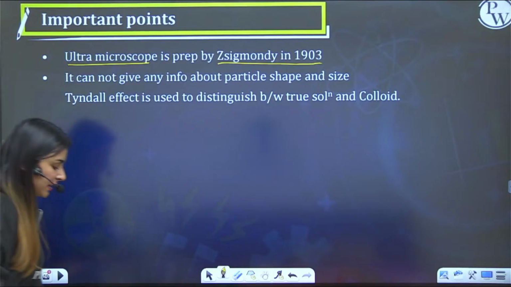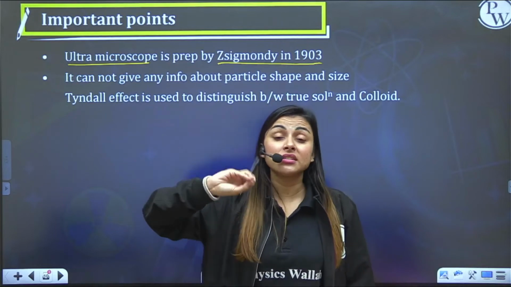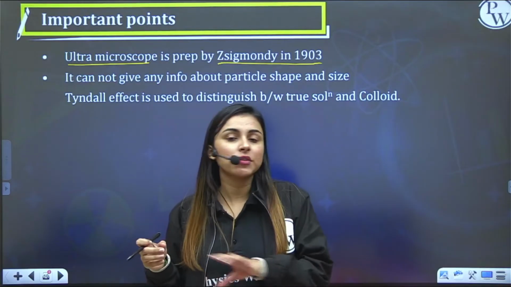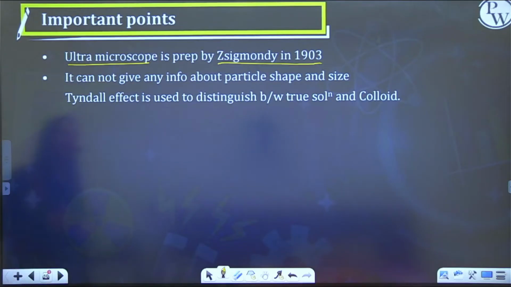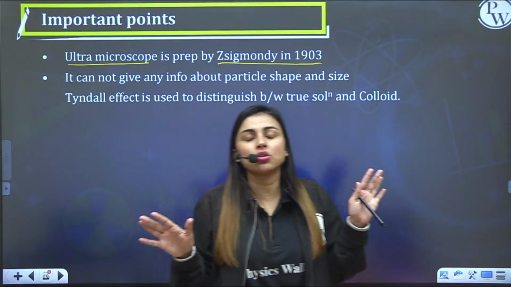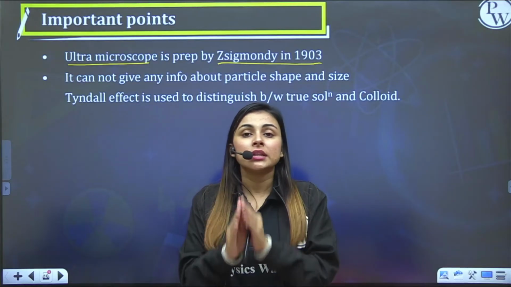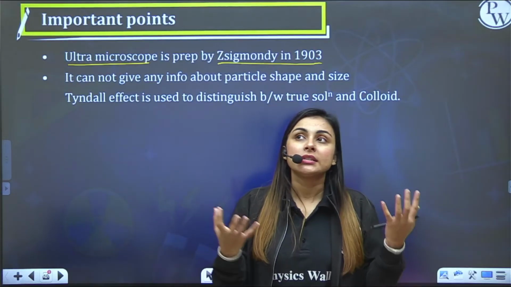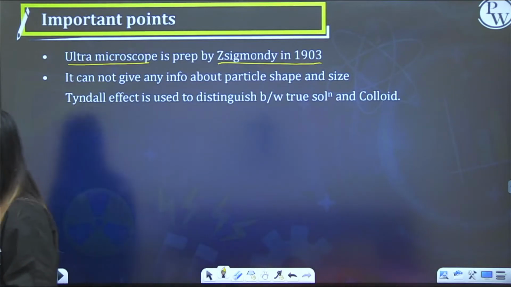Now if you talk about the Tyndall effect, it can tell you that either it can scatter light or it cannot scatter light, but it doesn't give you any information about the size of the particle. What exactly is the size of the particle? That is something we cannot find out. So it cannot give any information about the particle shape and size. The Tyndall effect is used to distinguish between only and only true solution and colloidal solution. A true solution will not give the Tyndall effect, whereas a colloidal solution will. This is the only thing that we can find out from the Tyndall effect. Please write it down and then we'll move forward.